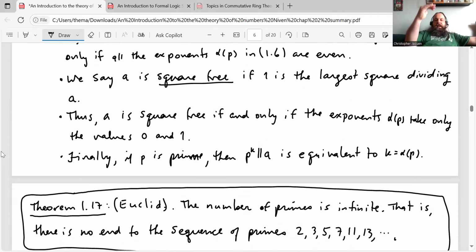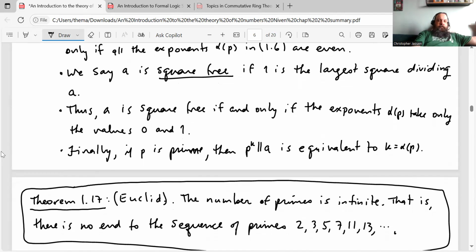All right, so like I said, he writes this out in a long paragraph, so I just wanted to bullet point all of the statements separately.